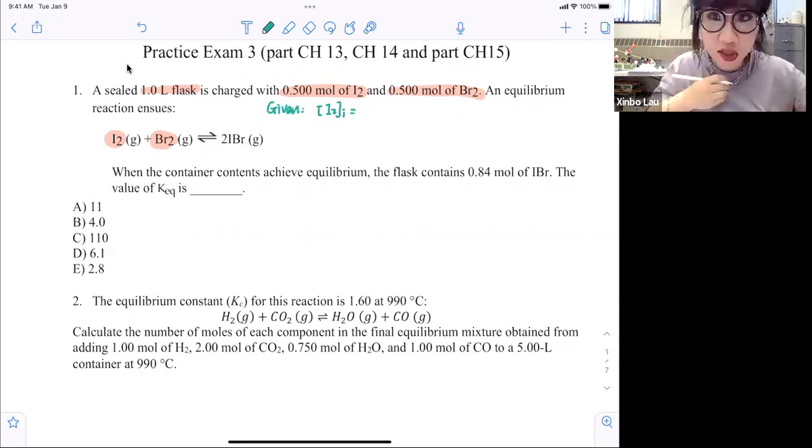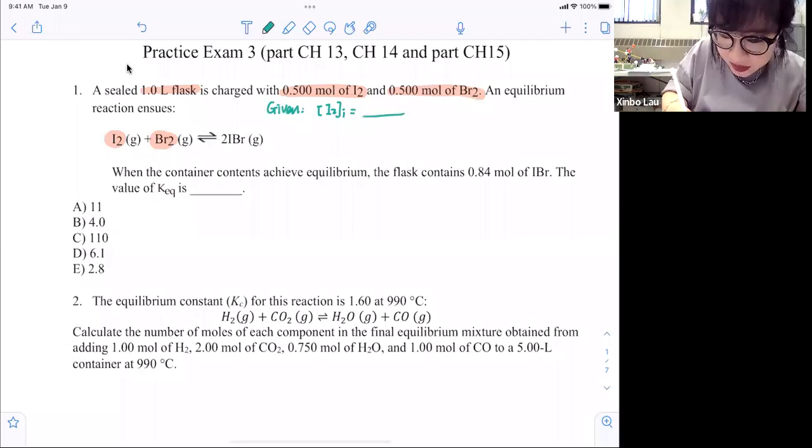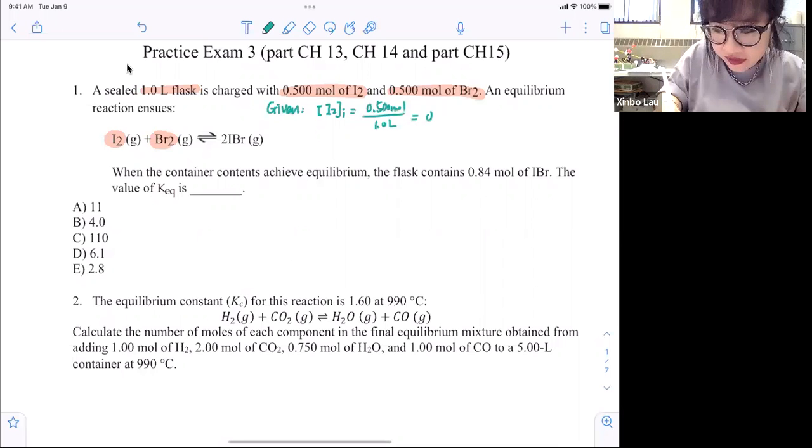But we also understand this type of calculation, in the sense that you already read that the reaction will reach equilibrium. So again, for an ICE table, we need concentration. So moles, we need to turn the information into molarity. Molarity will be moles divided by liter. So we do that, then we got 0.5 molar.